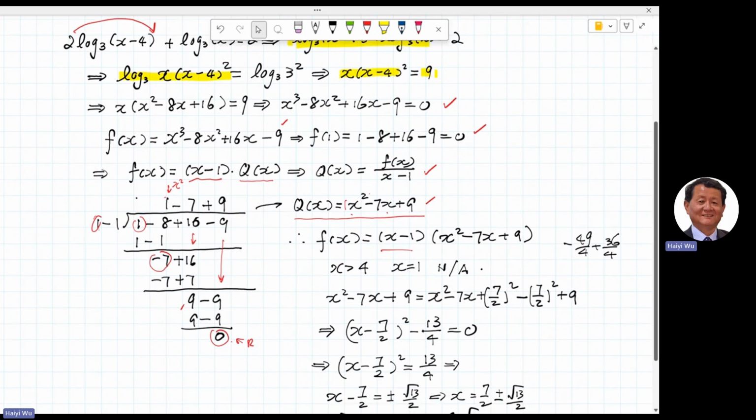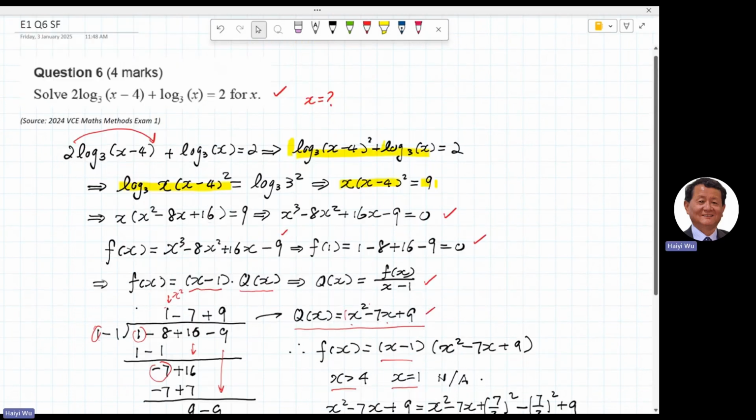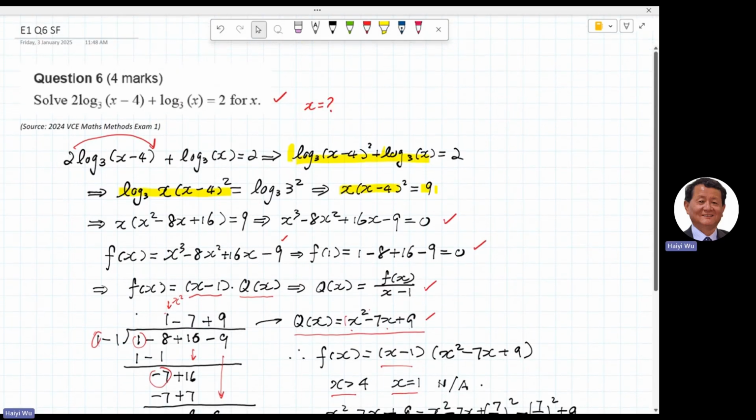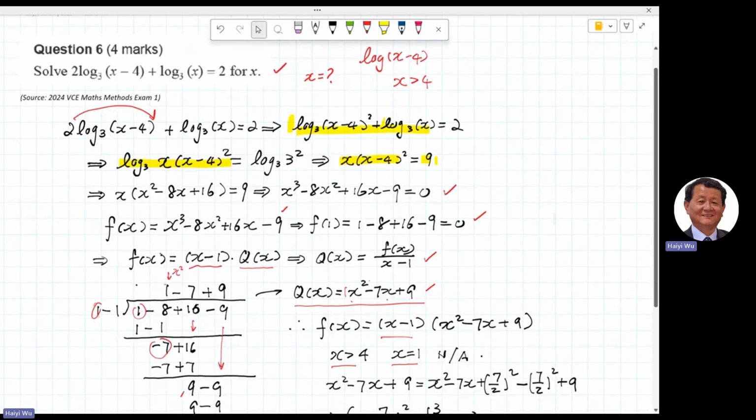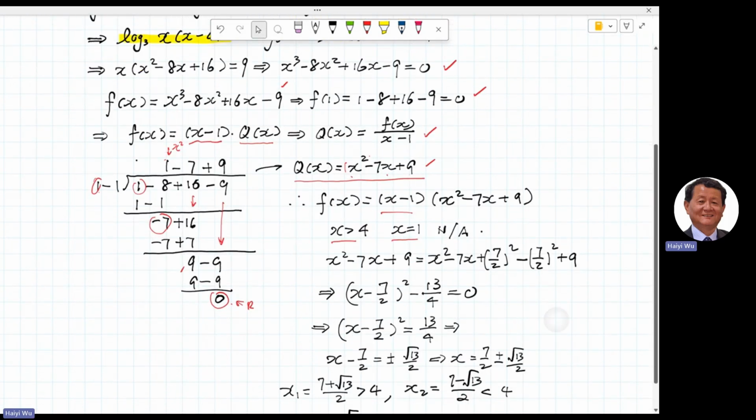Now we need to solve for x. First, x equal to 1 doesn't apply. Why? Because if you look at the log function, log of x minus 4, in this case x must be greater than 4, and cannot be equal either. Therefore, x equal to 1 doesn't apply, so we have to exclude that.